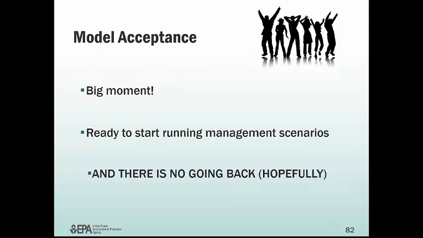Oftentimes, in my experience, you find small errors and they don't change things much, but you got to fix them in any case. Another potential is that, remember, the project team has accepted the model, but we haven't gone out to public comment, for example. And maybe there's many, many stakeholders poring over this information, and they find a new issue or a new concern in the model. You might decide to go back and recheck the calibration or make some tweaks to the model.